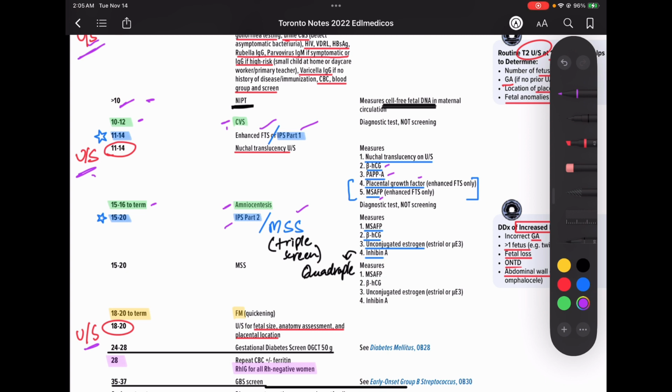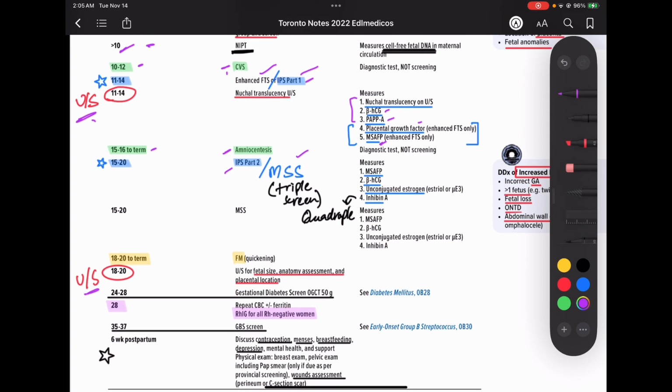If it is enhanced FTS, then placental growth factor and maternal serum alpha fetoprotein is also measured. But if it's not enhanced FTS, if it says IPS part 1, we're going to go for the integrated part, which includes the ultrasound. So we're going to go for ultrasound, beta HCG, and PAPP-A. But IPS part 2, which is maternal serum screening, includes maternal serum alpha fetoprotein, beta HCG, and conjugated estrogen.